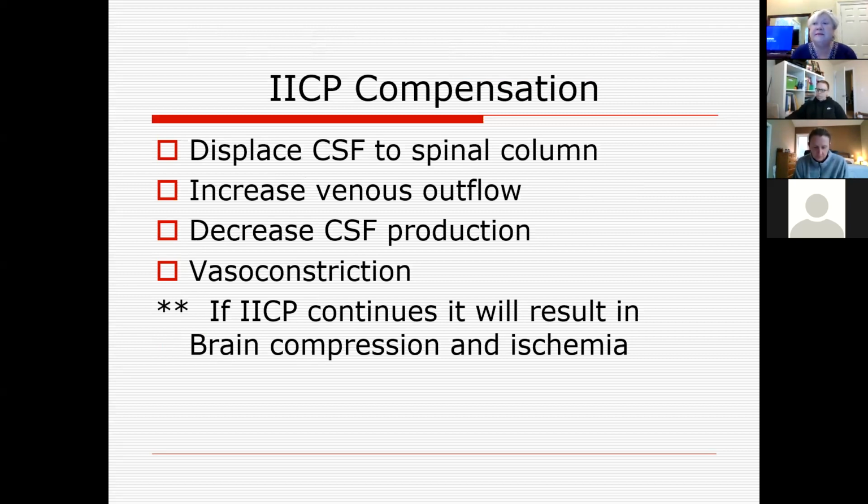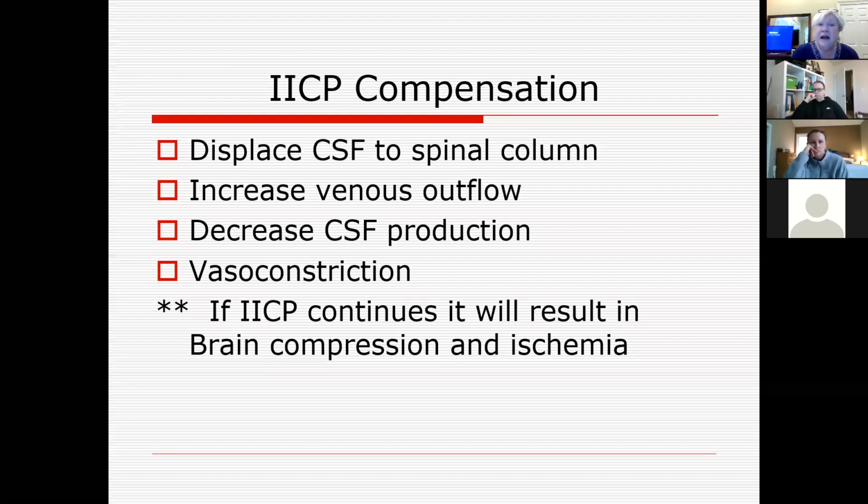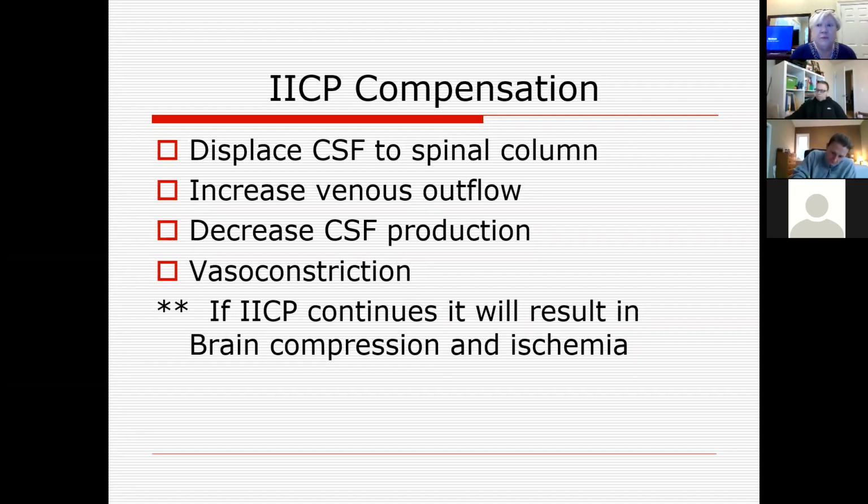The first thing it can do is displace some of the cerebral spinal fluid out of the brain and down into your spinal column, which is one of the exits out of the brain. It can increase the outflow of blood from the brain, causing a little vasoconstriction and shooting the blood out, which gives you more room inside the box. It can also not produce as much CSF, as if to say the box is full, don't make as much CSF. And not just venous outflow, but it can cause arterial vasoconstriction, and that will make more room in the box.